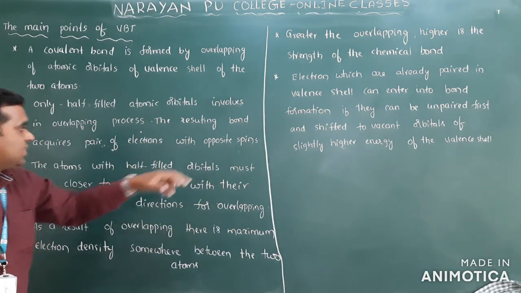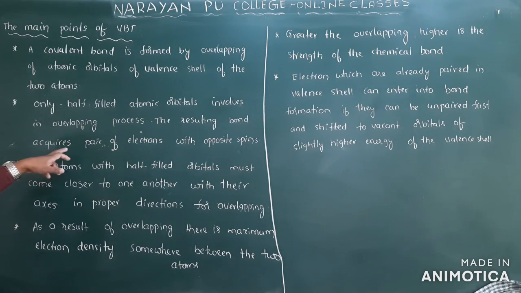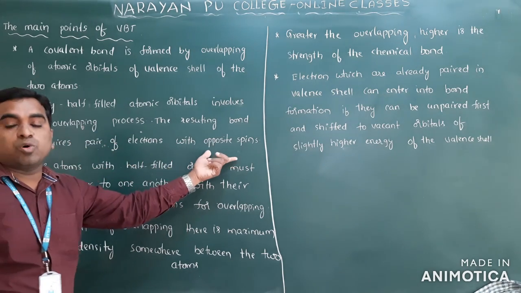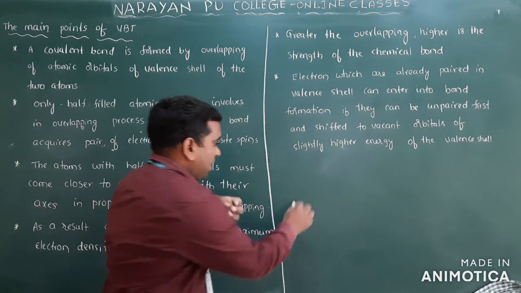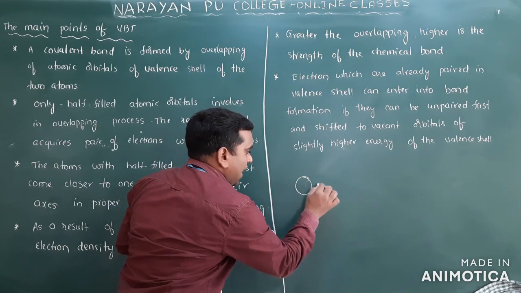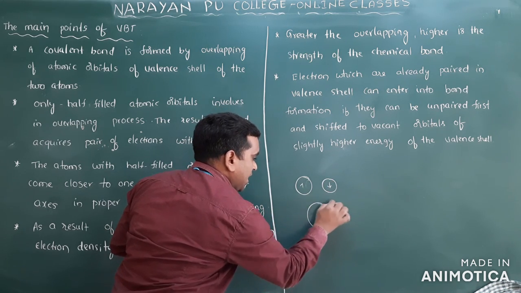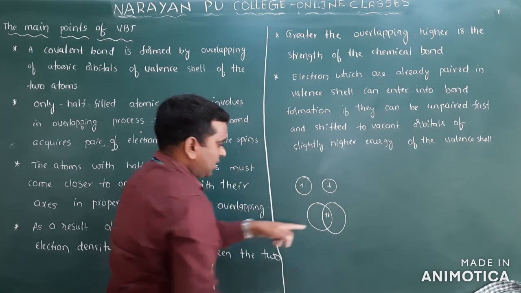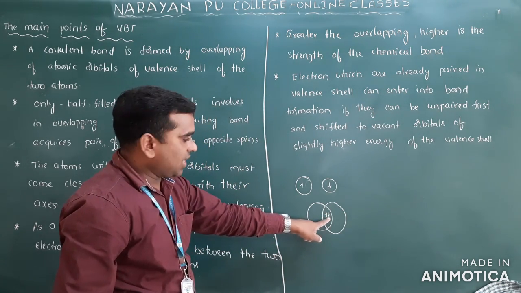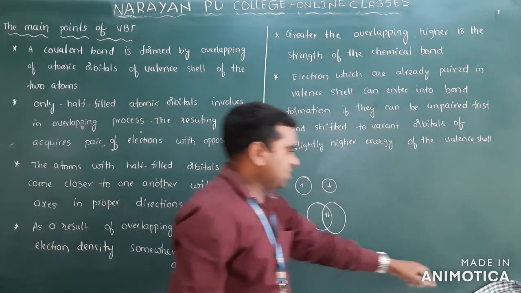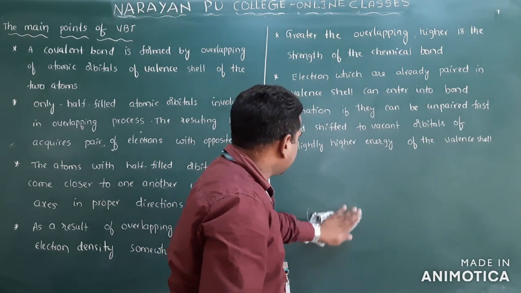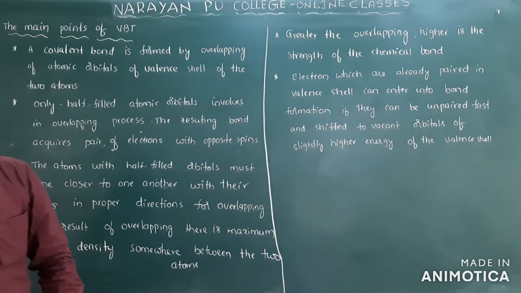Clear? And the resulting bond acquires a pair of electrons with opposite spin. So I already mentioned here one orbital has one electron, and another one is with opposite spin, and they combine. They are in one. Right? I have written here electrons in which direction? Opposite direction. That is one pair of electrons with opposite direction. Clear?